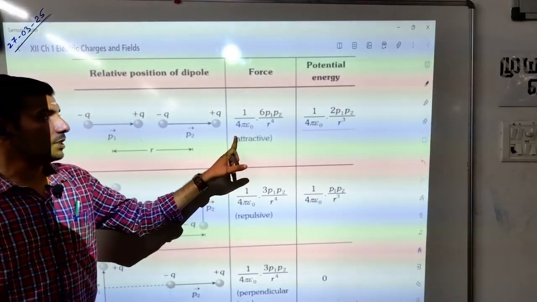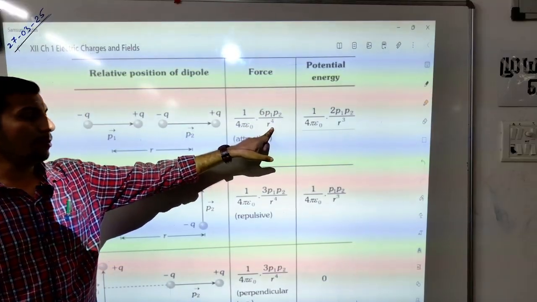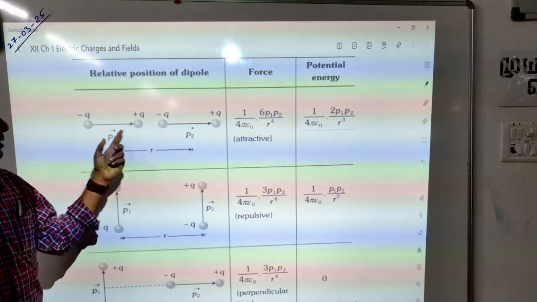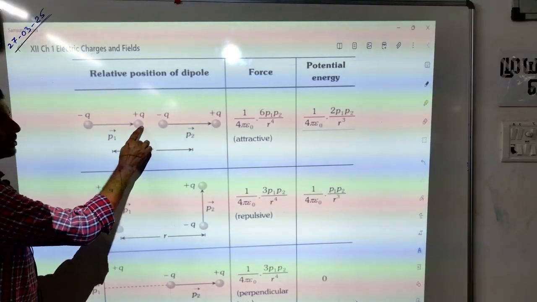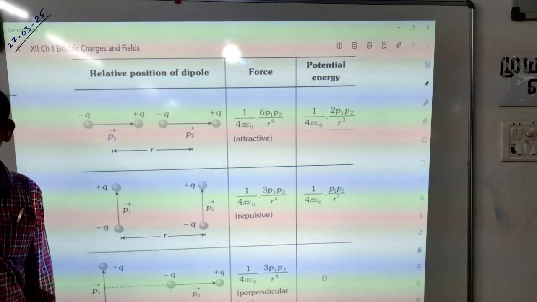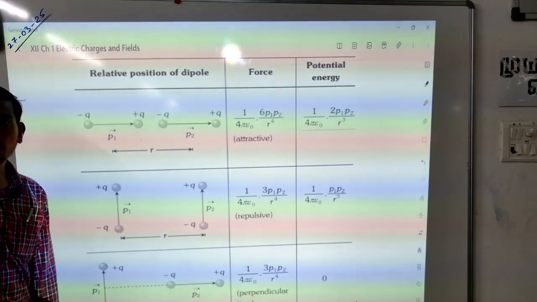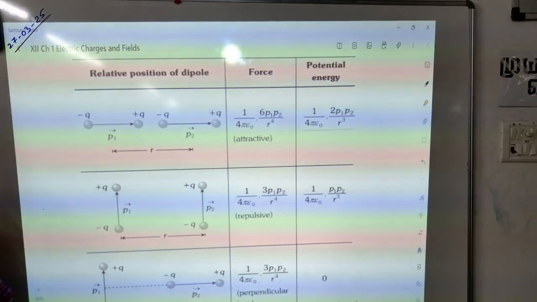This is force F equal to K, 6 times P1 P2 divided by r to the power 4. So these two dipoles attract each other because positive is closer to negative, so they will try to attract each other. Got it? These are all for the NEET exam.